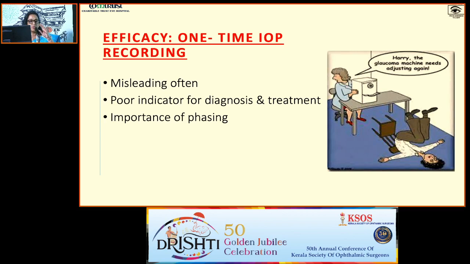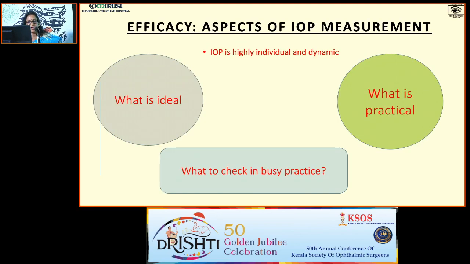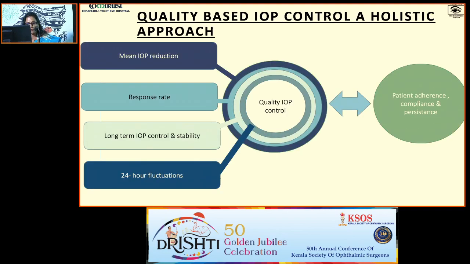We have a tendency of just recording the intraocular pressure when the patient comes. I think the fluctuation has to be given importance. It's not ideal to check 12-hour or 24-hour pressures, but what is practical is we can call the patients at different times of their OPD and look at the fluctuation. So it's the long-term control and stability of the intraocular pressure, and not the single reading, which you have to take into consideration when you're treating the patient.